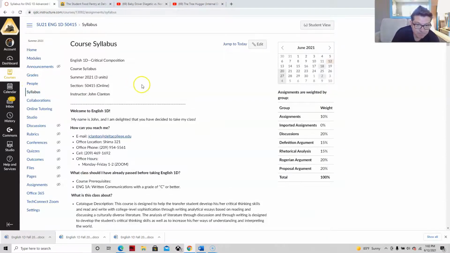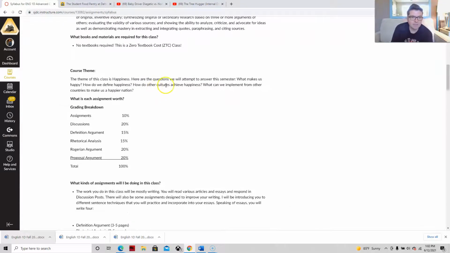You'll find the syllabus here. Everybody wants to know how many essays. There'll be 4 essays in this class: a definition argument and a rhetorical analysis of a documentary called Happy. These are shorter papers, a 3-page minimum. A Rogerian argument is a little bit longer, 5 to 7 pages. The last thing that you'll turn in this semester is a proposal argument. A lot of the information, especially from your definition, maybe some of the rhetorical analysis, and definitely stuff that you write about in your discussion posts can all be used for this proposal argument.